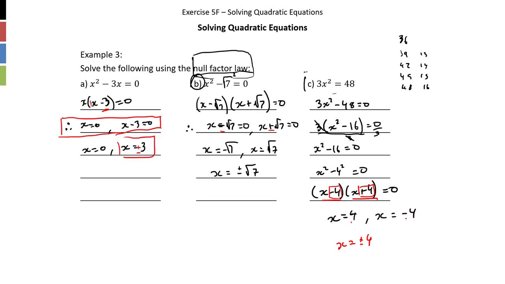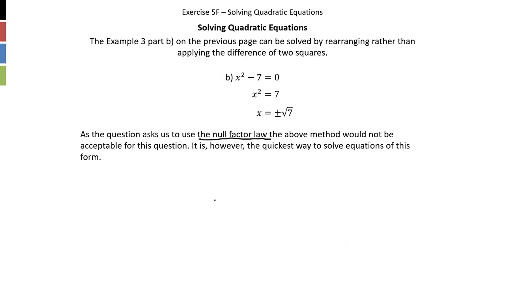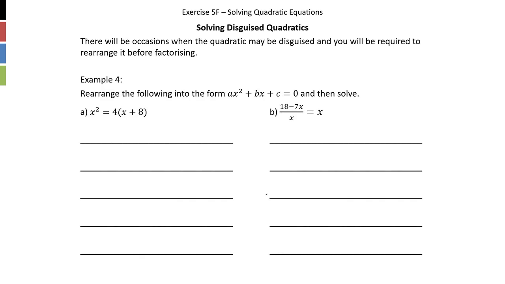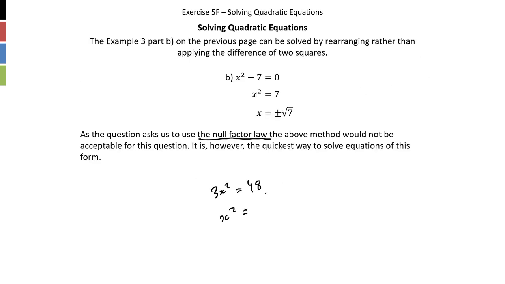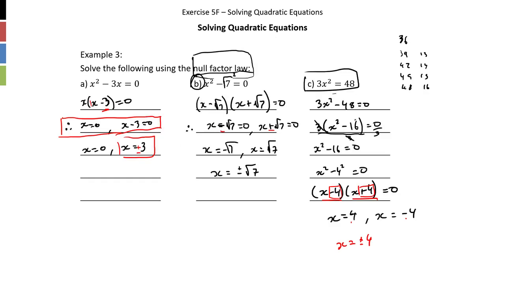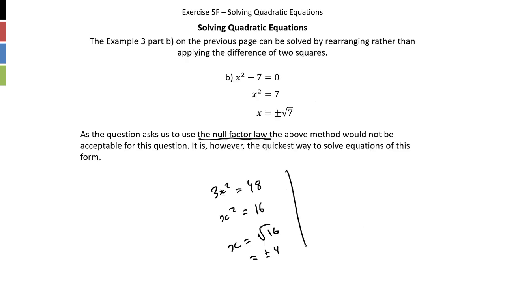So let's have a look at C. We can also do C the same way. We had 3x squared equals 48. We can write that as x squared equals, what did we say the factor was? 16. So x equals the square root of 16 equals plus or minus 4. That's not using the null factor law, but it is quicker. There's 4 steps there compared to 6 steps. So that is quicker.